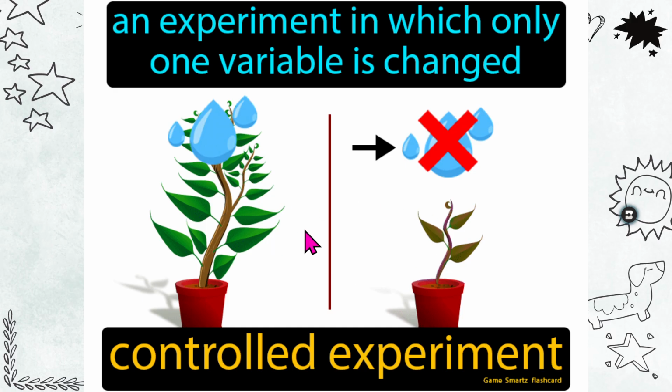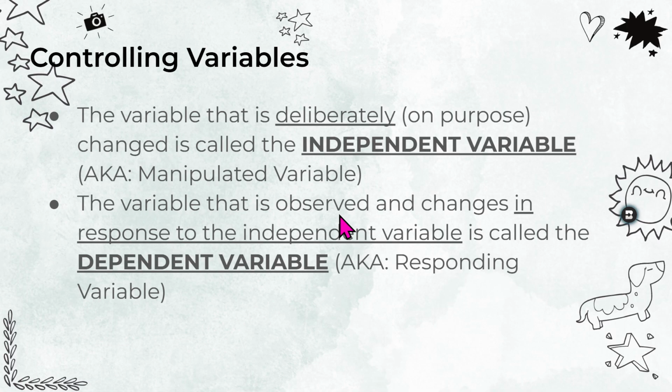So in this particular example, this plant is getting water, this plant is not getting water, and what we would be looking at is the result of that, and that's what we are going to refer to as the dependent variable. Okay, so we're changing, this one gets water, this one does not get water. How does that affect the plant? So cause and effect is really all science is.